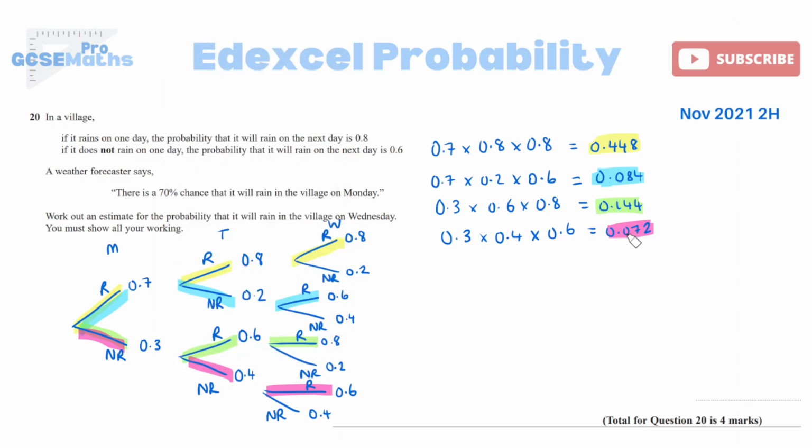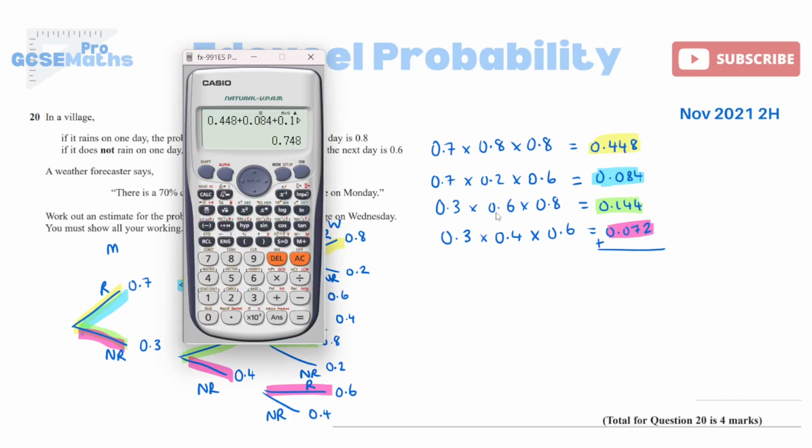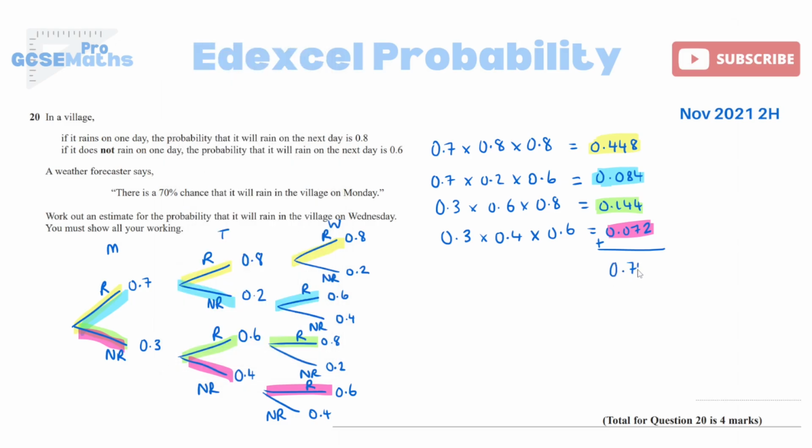Now again, as before, because these are all different possibilities, they can't all happen, right? Only one of these options can happen. So it's an or situation, this or this or this or this. So therefore we must add them. And that gives me 0.748 at the end. So that's my final answer. That's the probability that it will rain in the village on Wednesday.